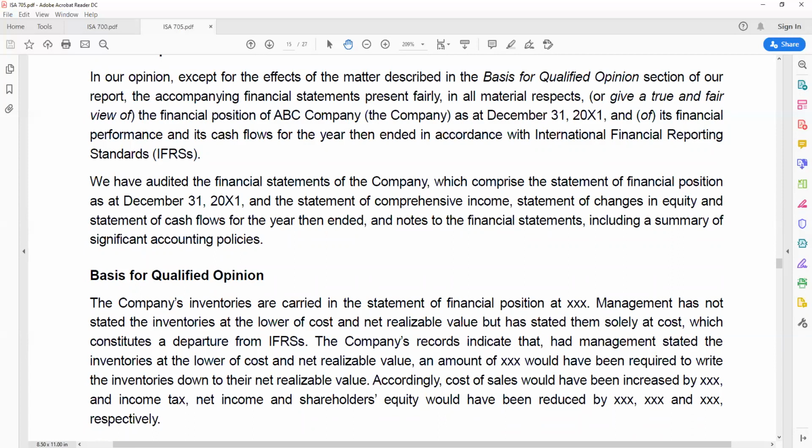So here you're telling the users, hey, look, all the other areas are okay, they do present a true and fair view. However, on the inventory section, there's an issue. In our opinion, except for the effects of the matter described in the basis for qualified opinion, in this case the inventory, everything else is okay. They do give a true and fair view. We call this qualifying the opinion. We call it a qualified opinion. Hope that's clear. We call it a qualified audit opinion.